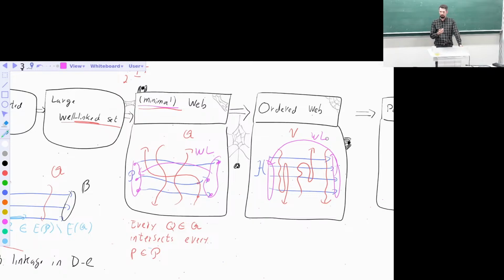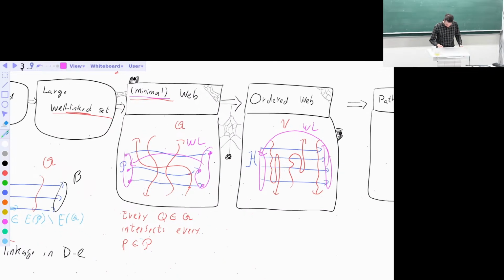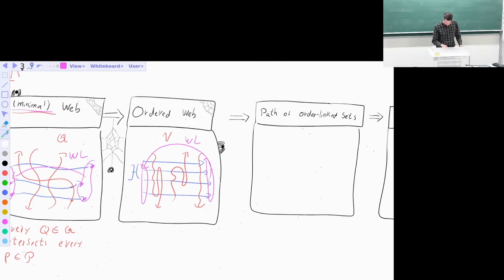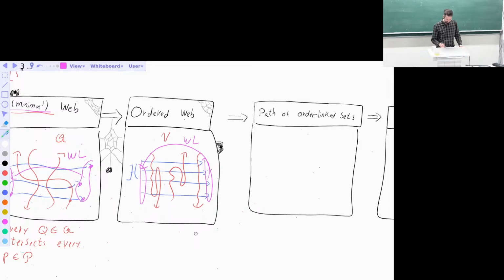So now we're slowly getting closer to something like a grid or a path-ordered linked set. And so the next step is to construct out of this a path-ordered linked set. So we're going to get the path-ordered linked set with our clusters going nicely from left to right.